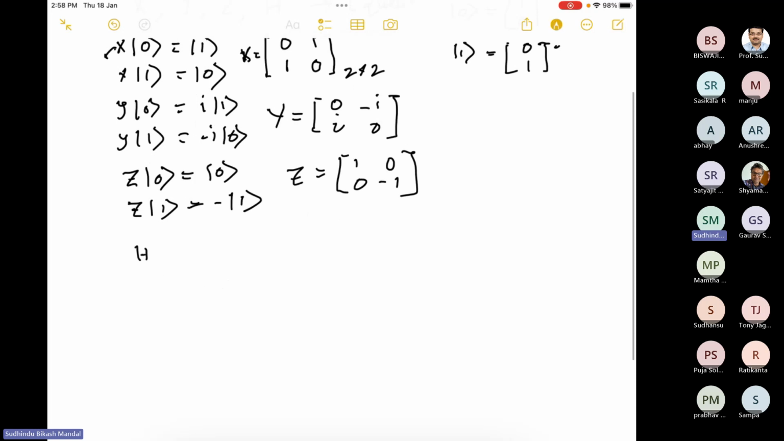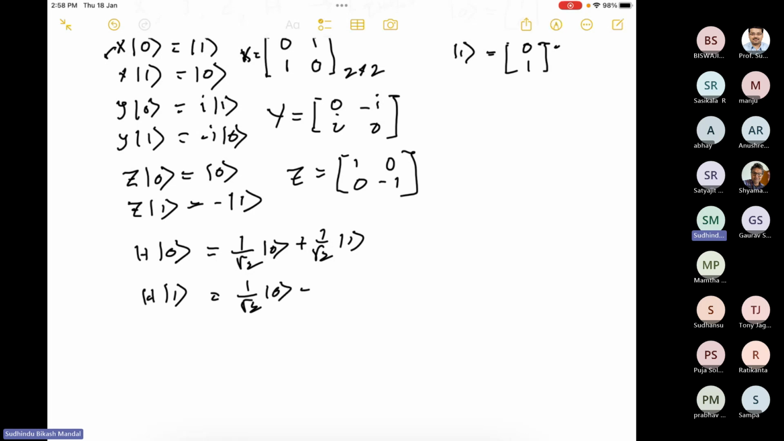if we apply Hadamard over 0, it will generate the state 1 by root 2 (0 plus 1). Fine. And if we apply Hadamard over 1, it will generate 1 by root 2 (0 minus 1). Fine.